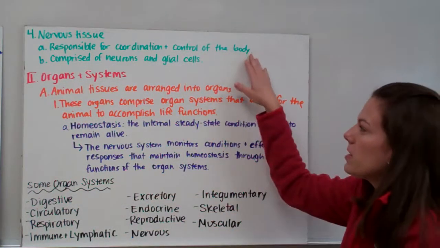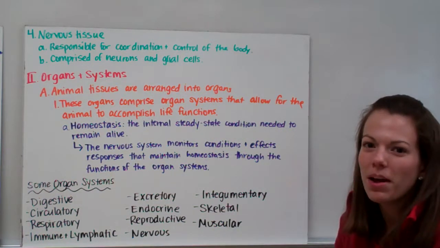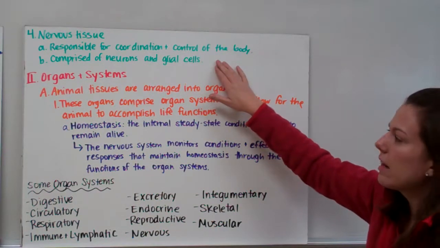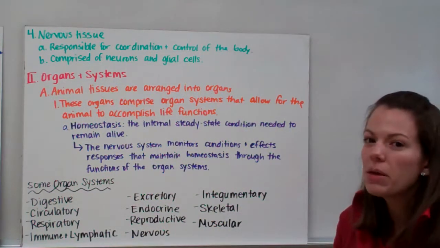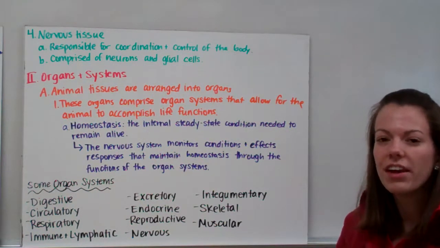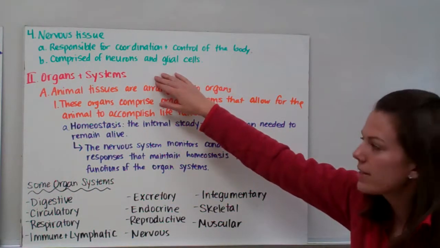Nervous tissue is responsible for the coordination and control of the body. So it tells your body what to do and makes sure everything is running right. It's comprised of neurons and glial cells. So you're most likely familiar with neurons. Glial cells are also part of nervous tissue. Basically, they are cells that support neurons. Then we have our organs and organ systems.